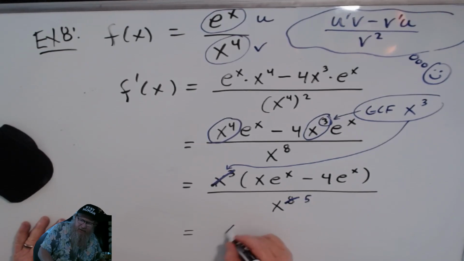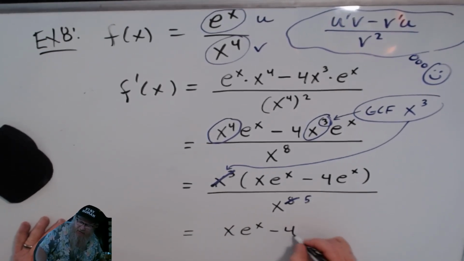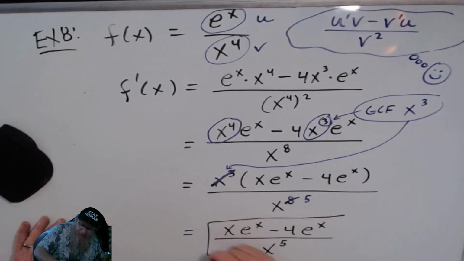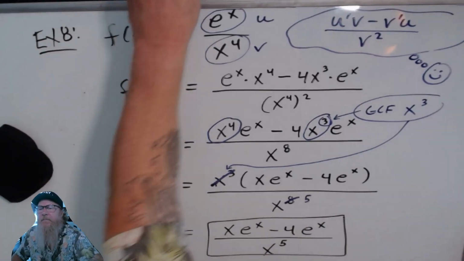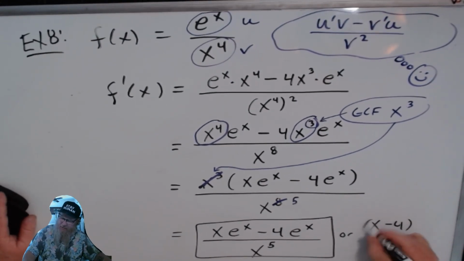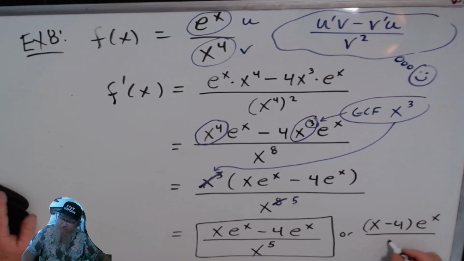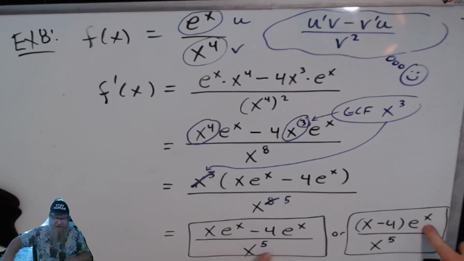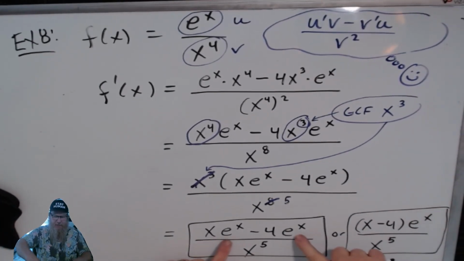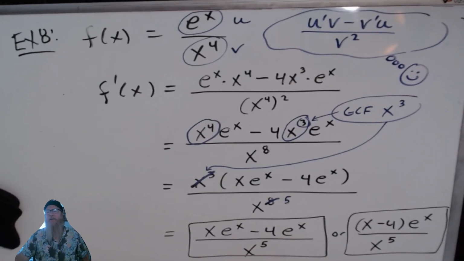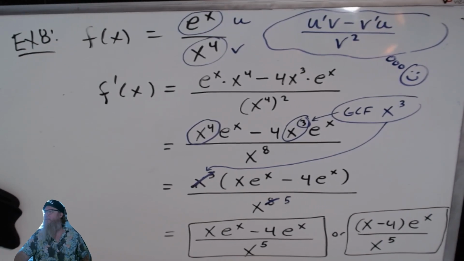So your answer is x e to the x minus 4 e to the x over x to the fifth. I would also accept it this way. You could write the e to the x just one time because it appears in both factors. It doesn't really make the answer any easier though, so I don't require that. Okay.